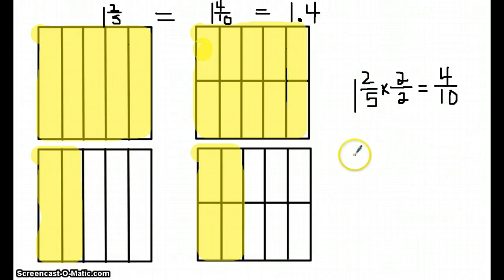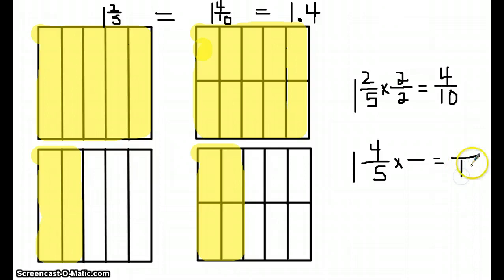Let's do one more to make sure that we have it. If I want to write 1 4/5 as a decimal number, I can multiply in order to make an equivalent fraction with 10 in my denominator. Again, I will multiply times 2 over 2, and I see that 1 4/5 is the same as 1 8/10. So I can now write my decimal 1 8/10.